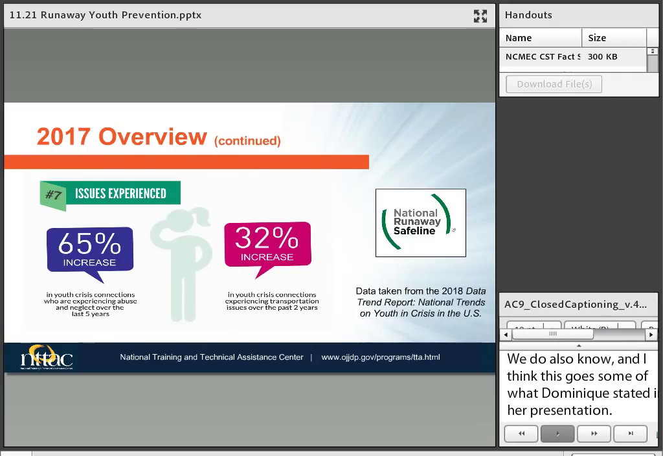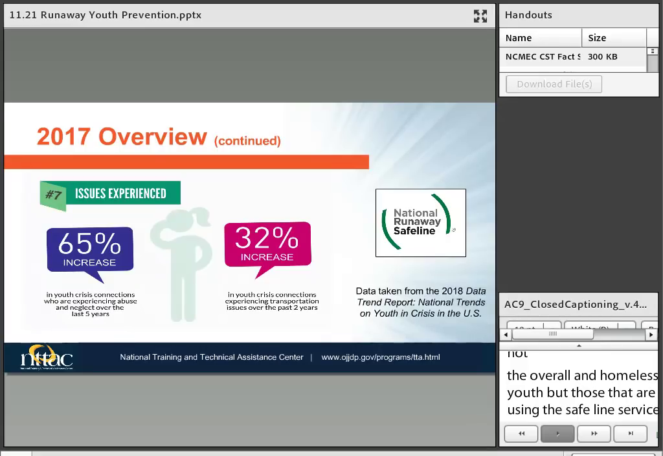In addition, what we are finding when we look at that trend report is that over the last 5 years, again, keep in mind that this is not the overall runaway and homeless youth population, but the population of youth who are using the National Runaway Safeline services. We've seen over the past 5 years a 65% increase in the number of youth in crisis who are reaching out to us and who are experiencing some form of abuse and or neglect in their home.